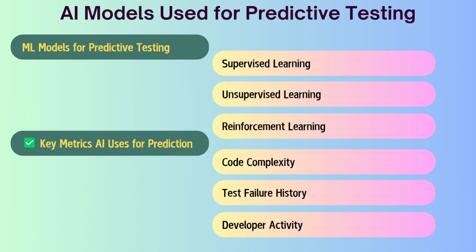So key metrics AI uses for the prediction. One is code complexity. The more complex the code, the higher the defect risk. Test failure history. Areas of frequent failure mean more testing is needed. And developer activity. More changes mean a higher risk of defects.